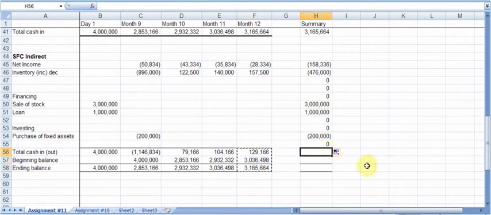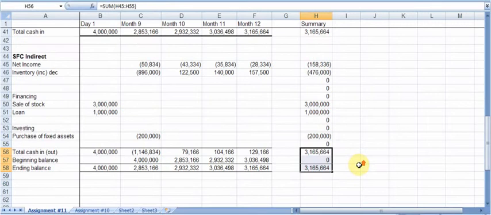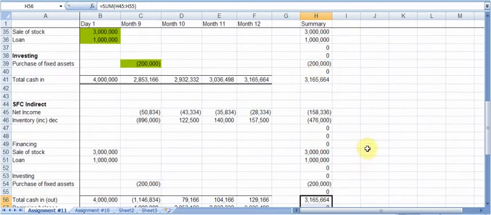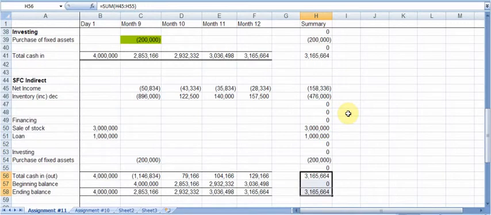And we can probably copy this formula and paste it in here. Let's see if it works. It does. 3,160,664 is our total here. Our beginning balance is 0. Ending balance is 3,160,664. We know we're right because these numbers agree. 3,165,664. So we can put lines in, get rid of these extraneous zeros, and we will be done. Okay? Thank you very much.